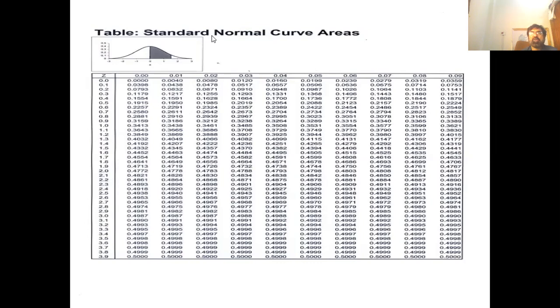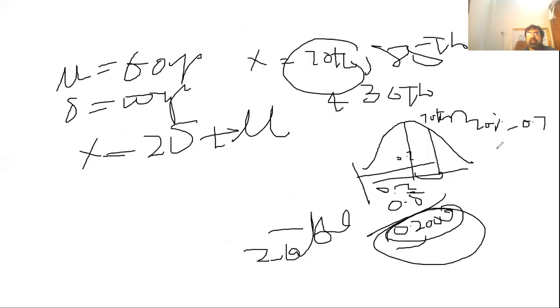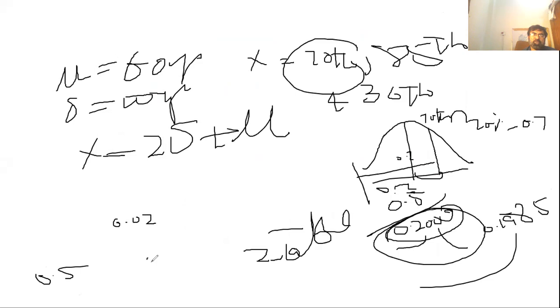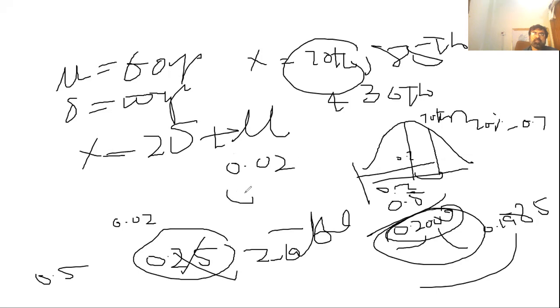Let's come back to our calculation. So this area is equal to 0.1985, and the values are 0.02, and the front value is 0.5. So both become 0.52, sorry. 0.02 plus 0.5, that will become 0.52. This is the area of Z.